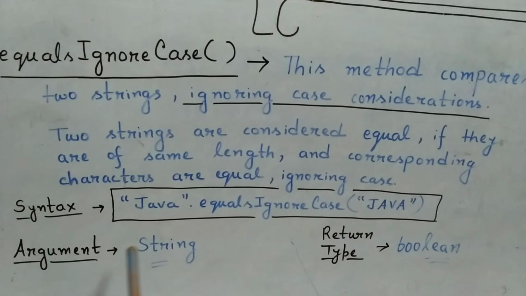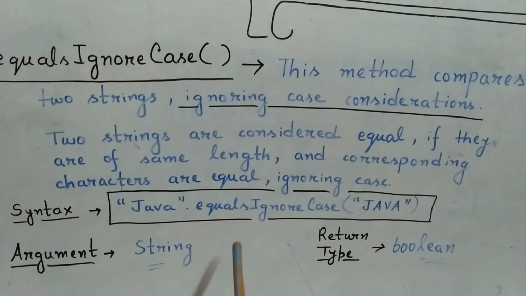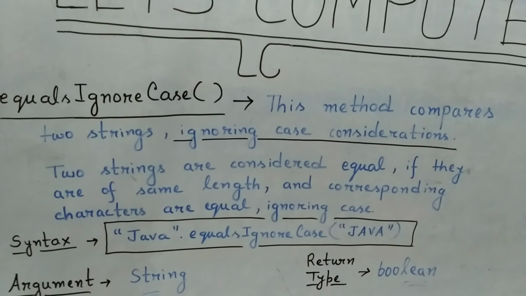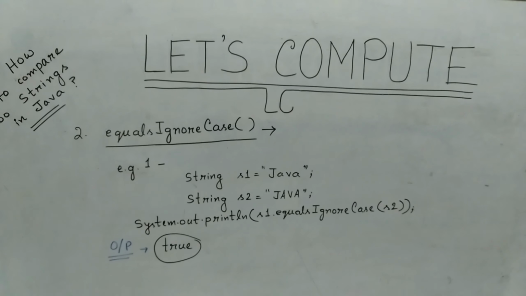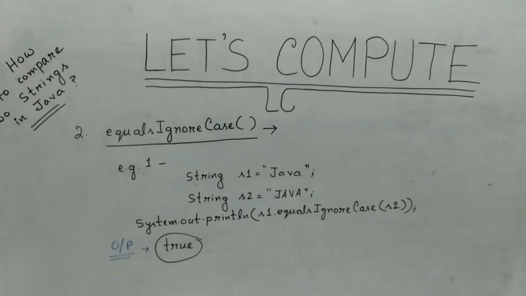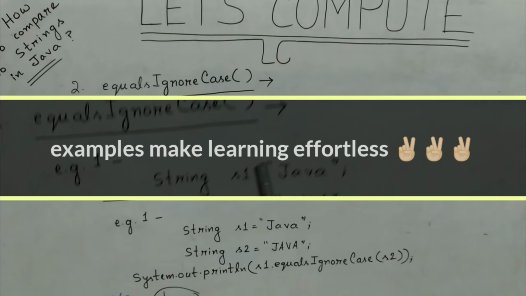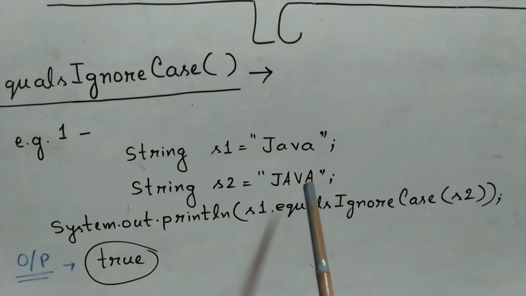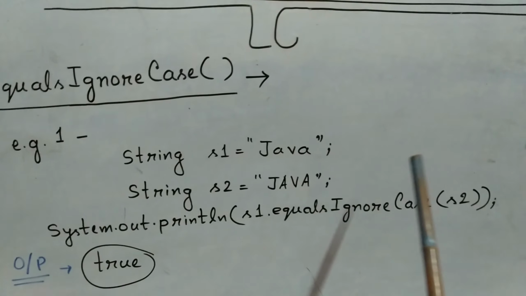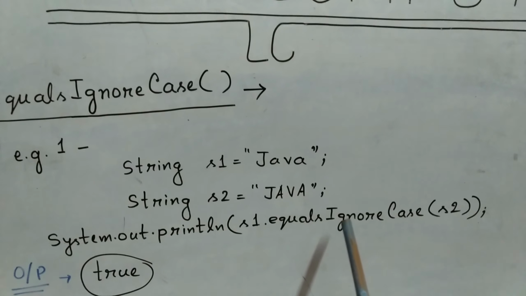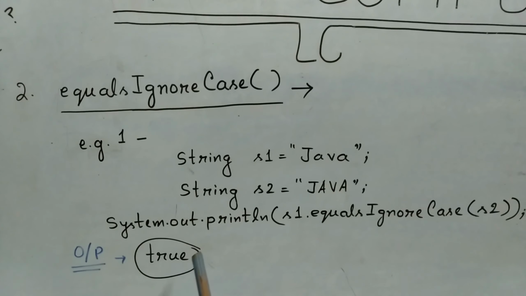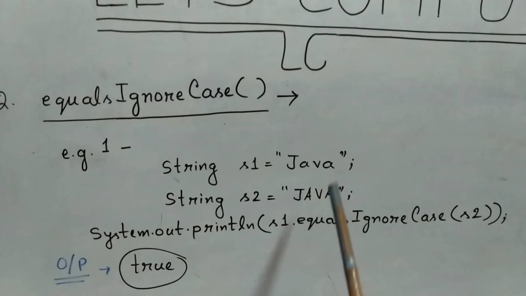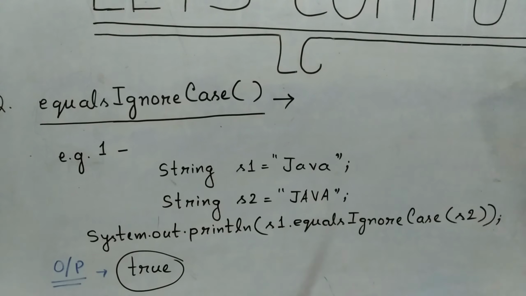Now it takes a string value as an argument always and it returns a boolean value every time. Let us have some examples of equalsIgnoreCase and make the understanding crystal clear. First example, string s1 equals Java in running hand, string s2 equals JAVA in all capital letters, that is uppercase letters. s1.equalsIgnoreCase(s2) would return true since, ignoring the case, these two strings are exactly same.